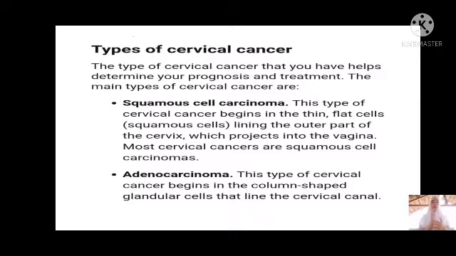Types of cervical cancer, we have two. The type of cervical cancer that you have helps determine your prognosis and treatment. The main types of cervical cancer are, first, squamous cell carcinoma. This type of cervical cancer begins in the thin, flat cells or squamous cells lining the outer part of the cervix, which projects into the vagina. Most cervical cancers are squamous cell carcinomas.